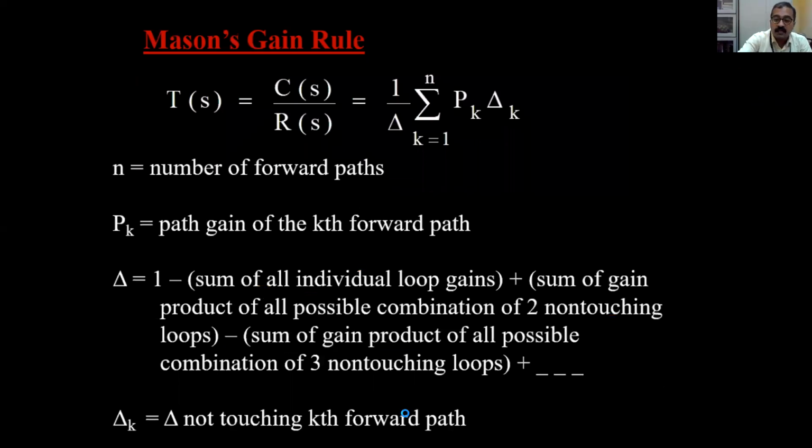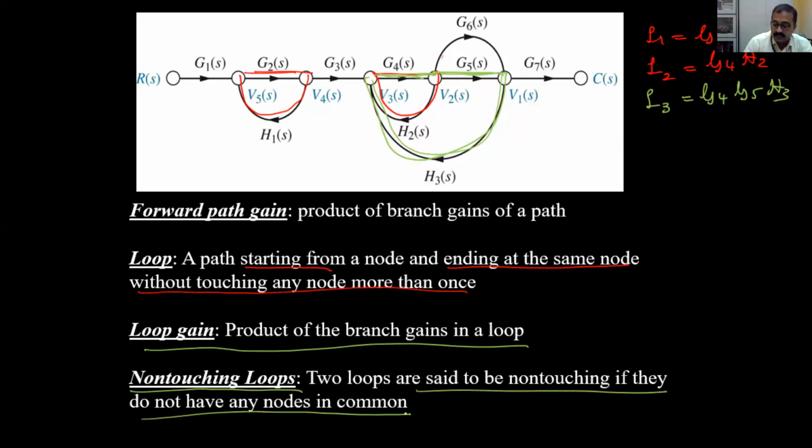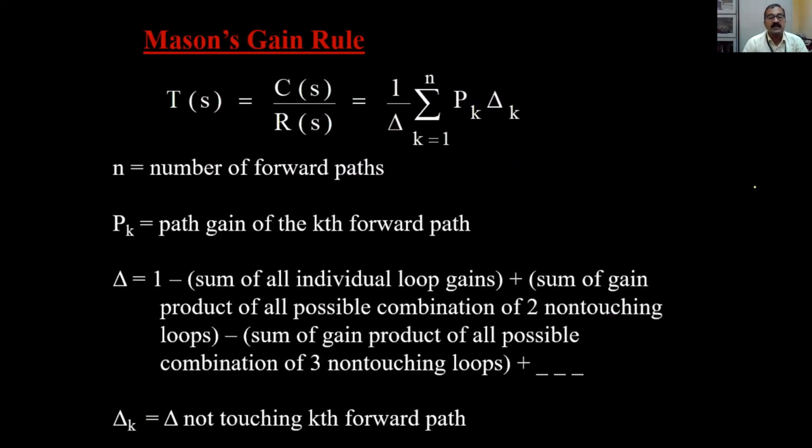Now, so what is our aim? Our aim is to find the ultimate transfer function C of S by R of S. That is what we would like to find. Okay, C of S by R of S. So to find that, we are given a rule called Mason's gain rule.